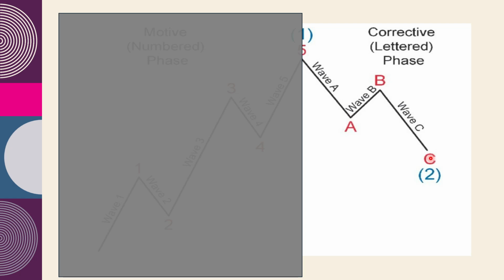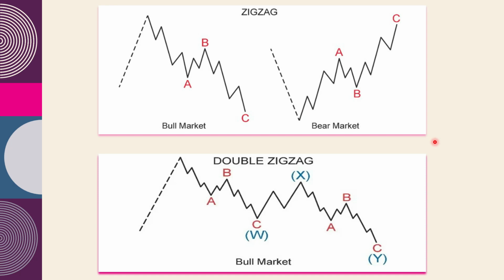Because corrective waves come in many variations, it is challenging to identify them in real time and to know when they are complete. The three basic types of corrective wave patterns are zigzag, flat, and triangle. When two or more of these patterns link together to form a sideways move, we call it a combination. In motive waves, we discussed two kinds, impulse and diagonal. Similarly, in corrective waves, there are three types: zigzag, flat, and triangle.